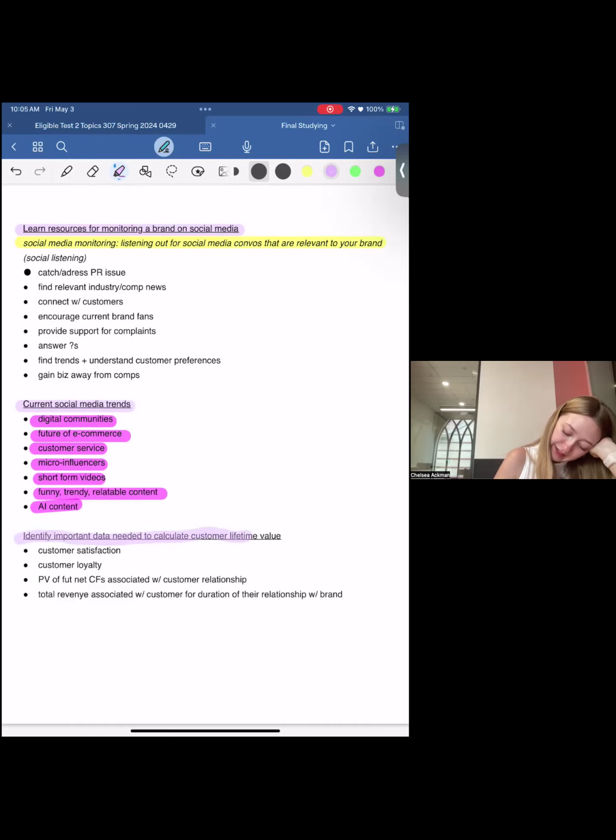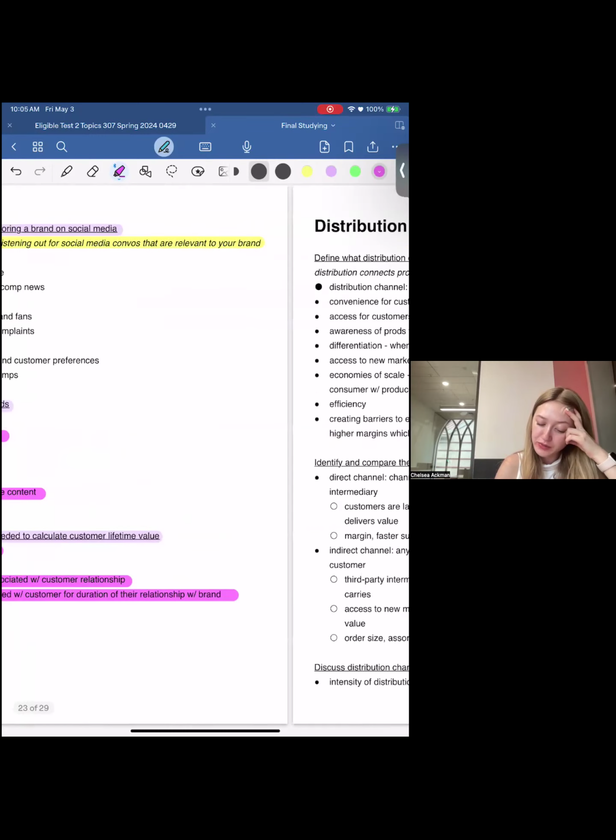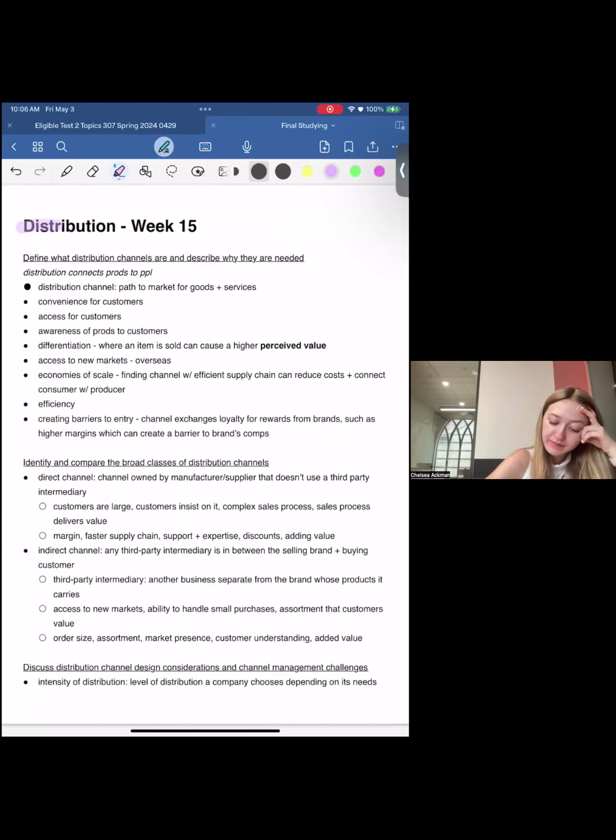Identify important data needed to calculate customer lifetime value. These include customer satisfaction, customer loyalty, and then customer lifetime value is the present value of future net cash flows associated with a customer relationship, and it's the total revenue associated with a customer for the duration of their relationship with a brand. So that concludes social media marketing.